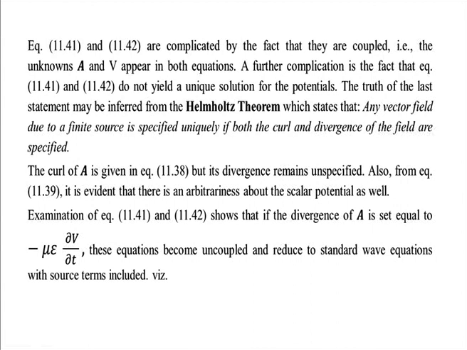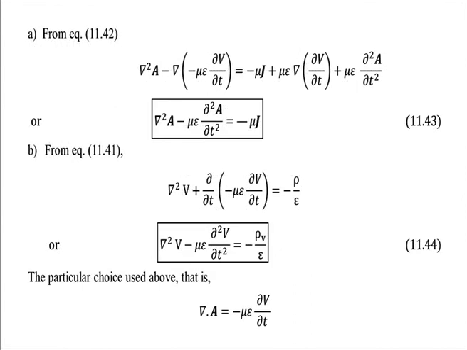The examination of equation 11.41 and equation 11.42 shows that if the divergence of A is set equal to minus mu into epsilon del V by del t, then these equations would become uncoupled and would reduce to standard wave equations with the source term included. That is, from equation 11.42, when we put the value of divergence of A, we get the expression given in equation 11.43, that is, Laplacian of A is equal to minus mu into J.